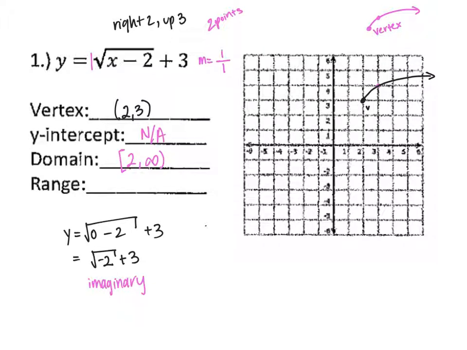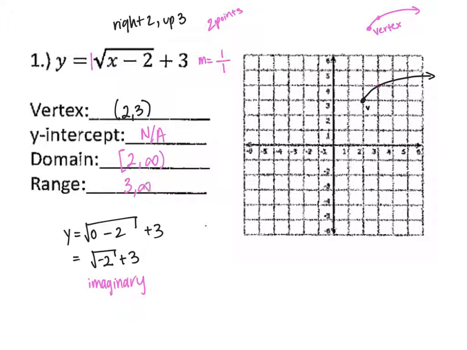Now let's take a look at the range. The range is asking yourself, what is the lowest y value on this curve? And what is the highest y value? Based off this curve, the lowest point for the y is here at y equals 3. The highest y value, because this curve is curving up, up, up, we're approaching positive infinity. So we're going from 3 to positive infinity.